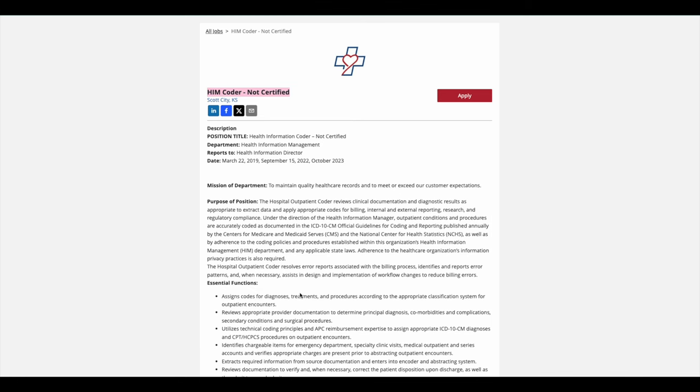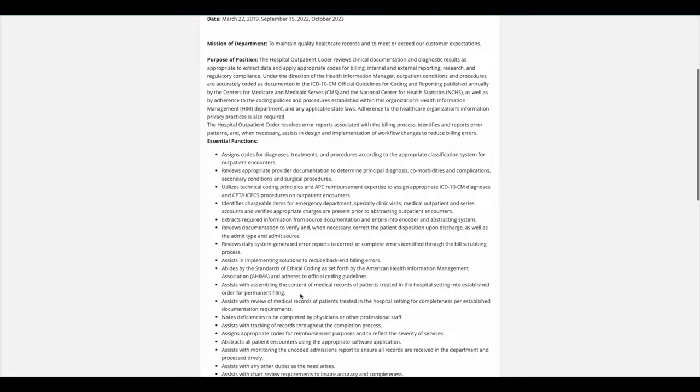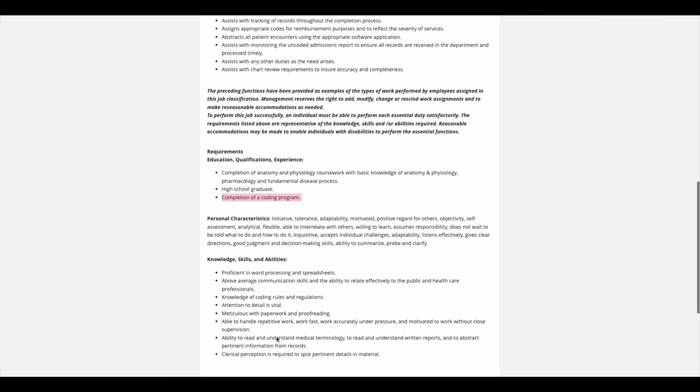We're not even going to read this because y'all are already probably hitting the skip button anyway. Look, I'm trying to show y'all that this is real. Let's see what they're asking for. Completion of a coding program. Y'all see, they're not asking for any type of certification. No CPC, CCA verbiage here.